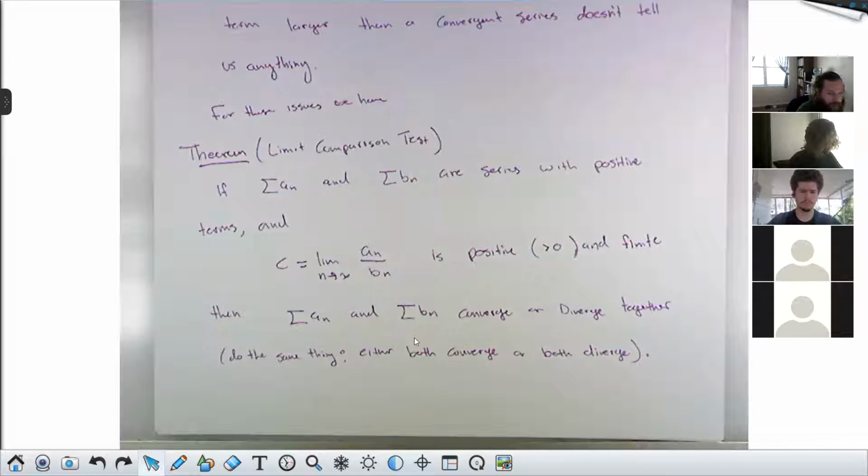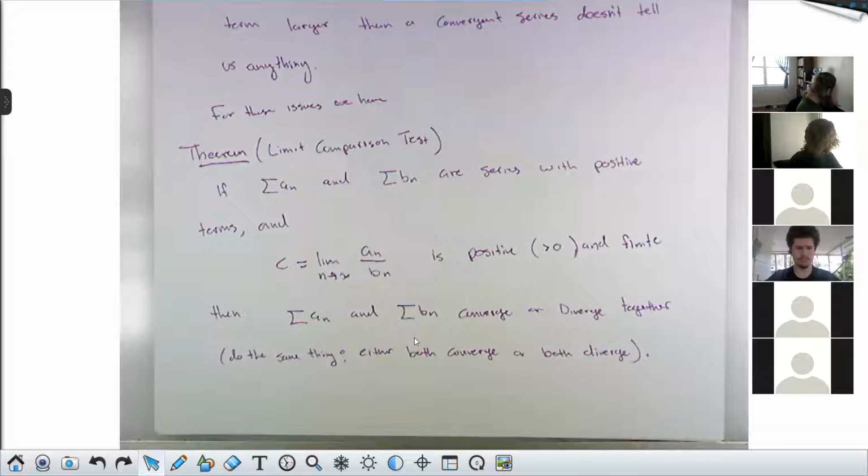Are there any questions about the statement of the theorem? I just wanted to clarify something. So the terms of an and bn all have to be positive. Yes. And then the limit as n approaches infinity of an over bn has to be positive and finite. Correct. Okay. Just wanted to make sure. Yeah, that's the idea.